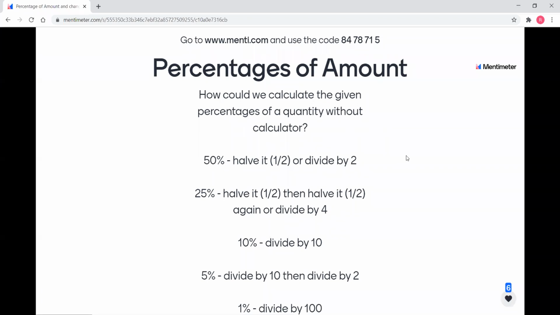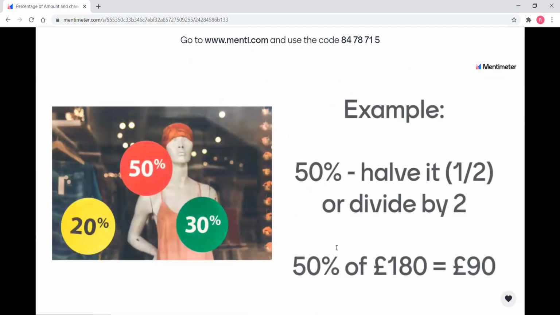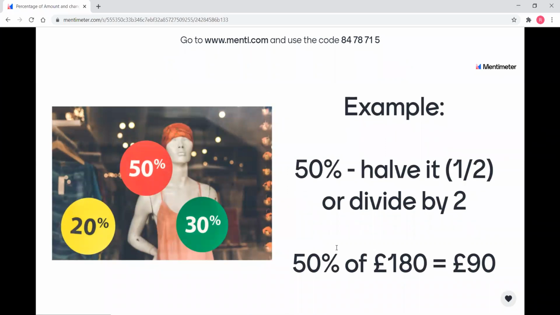Okay, we're going to discuss this one by one, the subtopics, and there is a quiz after the discussion. So I'm going to show an example, and the following is the quiz. Okay, we're going to do the 50%, for example. So half it, or you divide it by two. So we have 50% of 180. If you are in a store, you don't need a calculator, just half it. So we have 90. So are you ready to do the quiz?